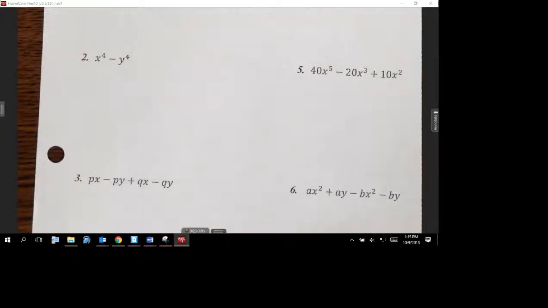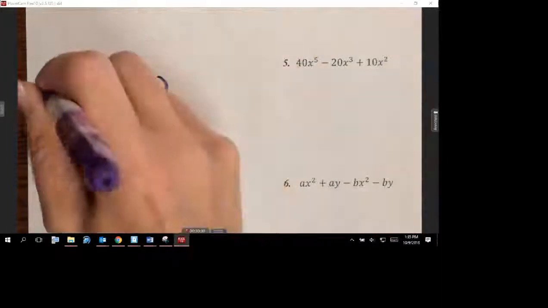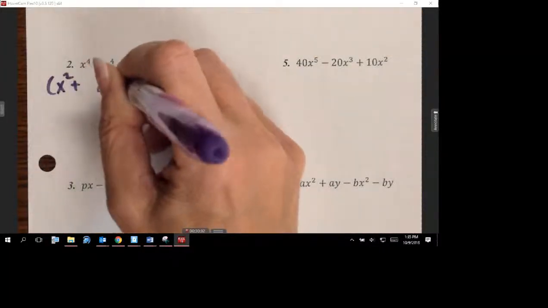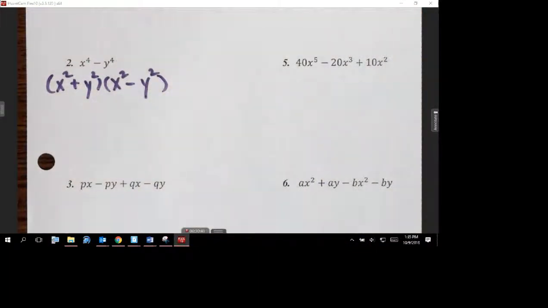Is x to the 4th a perfect square? Yes. A perfect square would be something that you multiply by itself to give you x to the fourth. What do you multiply by itself? x to the second. All right, so there's 1 plus, there's 1 minus. X to the second times x to the second gives us x to the fourth. Y to the second times y to the second gives us y to the fourth. So yes, perfect difference of squares.